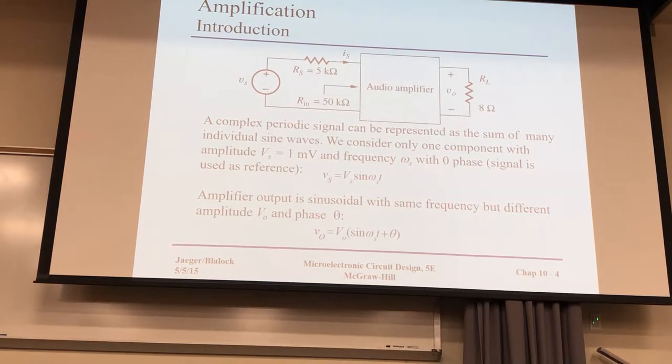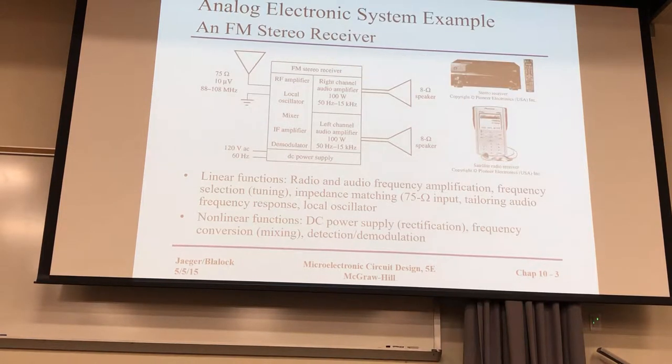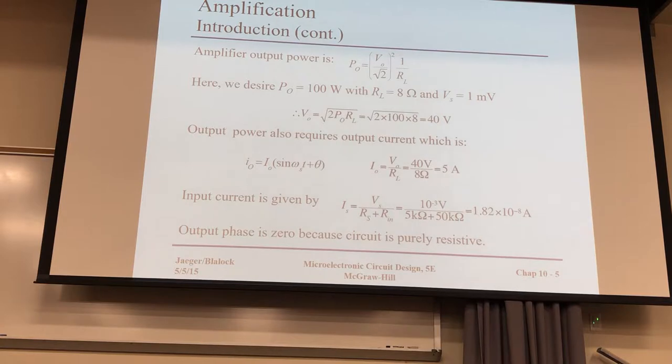If we know the input signal Vs and we want to find the voltage gain, current gain, and the power gain of the whole system, how can we do that? Now we will tell you how. The first equation is how to calculate the power. Be careful about this power: we use Vo over square root of 2.